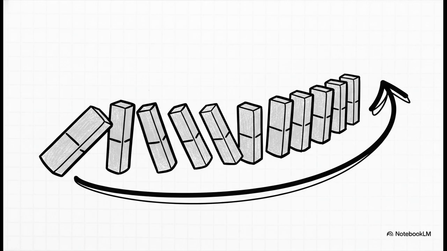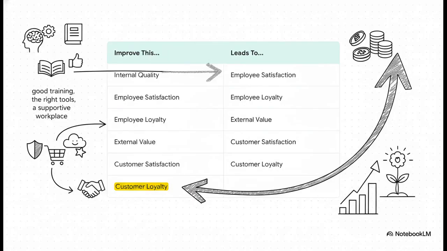Now, the really crucial thing to get here is that this isn't just some fluffy, feel-good idea. It is a series of concrete cause and effect links. One thing literally leads to the next. Let's trace it out. Okay, look at how this flows. You start with high internal quality. That means good training, the right tools, a great work environment.